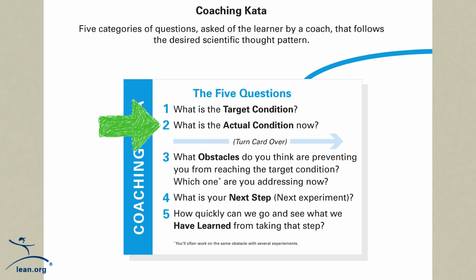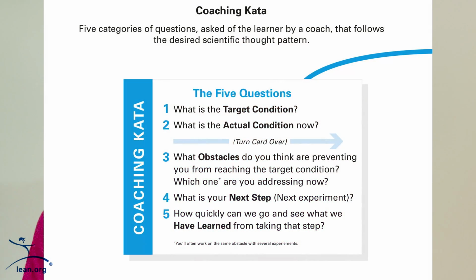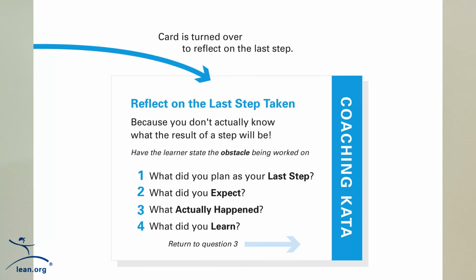The second question is, what is your current condition now? What their current condition is like versus their target condition. So what's my current pattern of work, my process characteristics, my process metric, and outcome metric. And the metrics are charted so you can see progress over time. The coach will then flip the card over to talk about the last step the learner took, the step before the coaching cycle. And the coach will ask the learner, what did you plan as your last step?